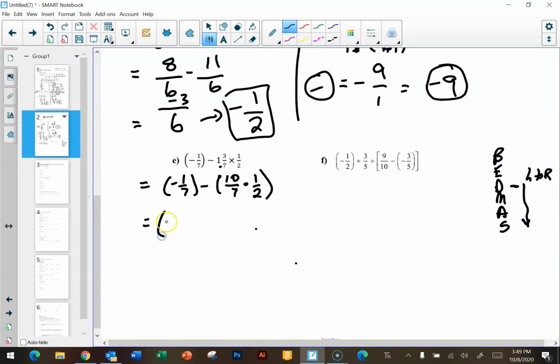So let's leave this first part the same for now, minus, and then what are we going to end up with in the brackets here? We can simplify this a little bit because it's multiplication. So 2 divided by 2 is 1.